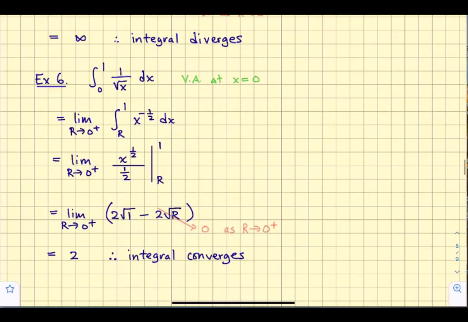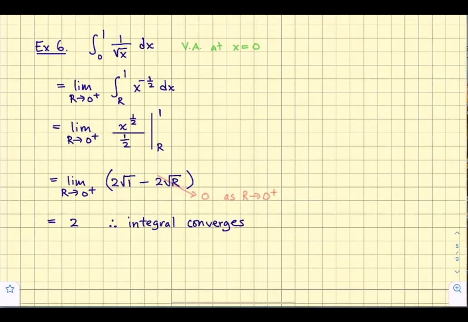Let's look at one more. If we look at the integral from 0 to 1 of 1 over the square root of x dx, yet again we have a vertical asymptote at 0, at our lower endpoint of integration. So we write this as the limit of proper integrals. We anti-differentiate using the power rule. We evaluate between limits. Then we take the limit as r goes to 0 from the right. Here we just get 2. Here we get 0. And so the limit here is 2. This integral converges.